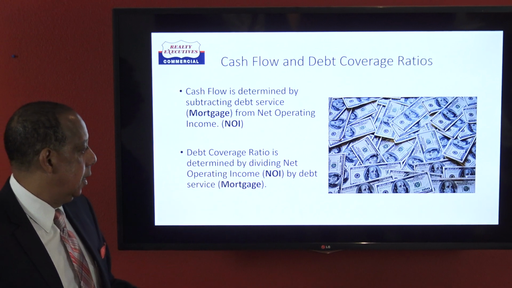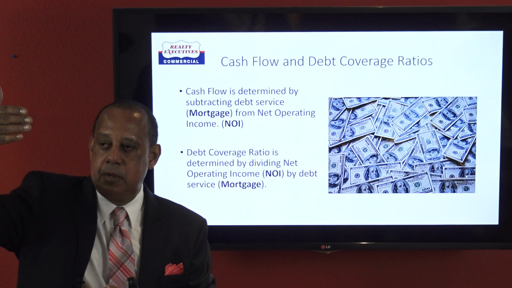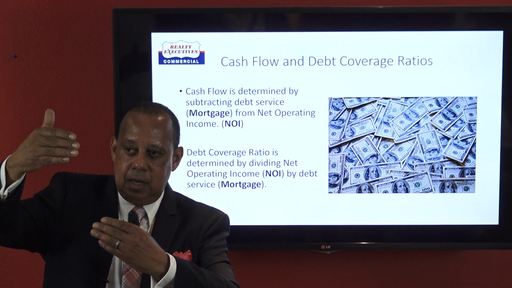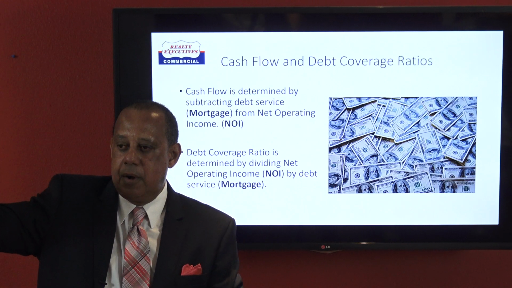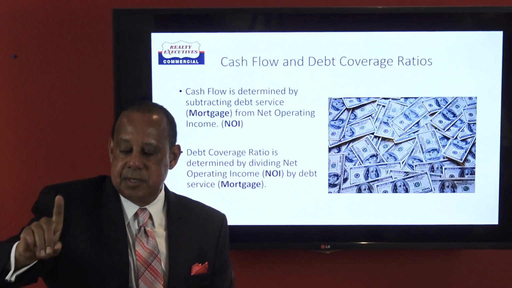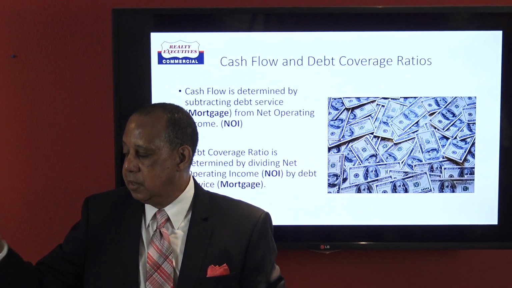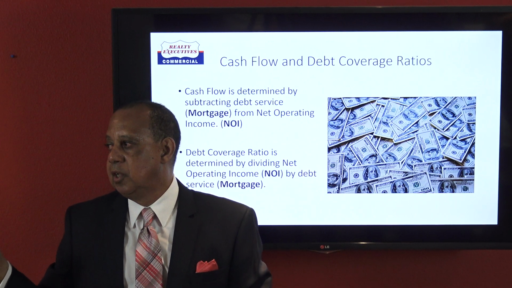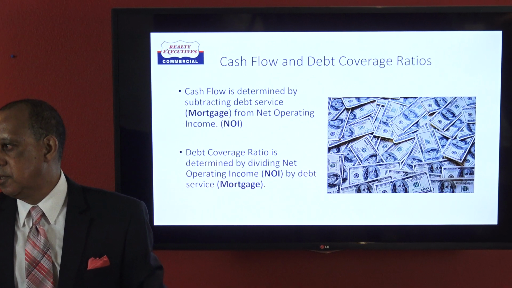Which looks like the same thing. All right, so here we go. We're going to take the NOI, we're going to take the mortgage, and we're going to divide the mortgage into the NOI. If the mortgage goes into the NOI, and if it's a solid number, then that means that the DCR is good. So Martine, if you can help me out, let's take some fictitious numbers.